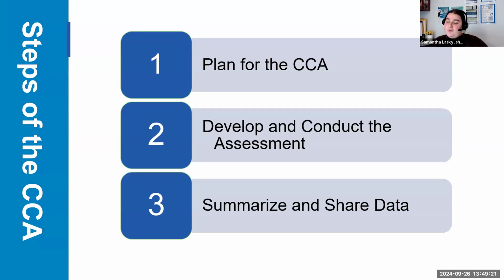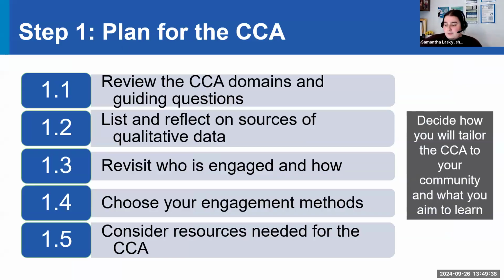Thank you. The steps for the community context assessment are a little bit shorter here. As you can see, the first is planning for the community context assessment. The second is develop and conduct the assessment, and then summarize that data. Next slide. To plan for these items, it's really about deciding how you will tailor the community context assessment to your community and what you aim to learn. So, reflecting back on those domains that we mentioned, reviewing the guiding questions that you developed at the beginning of the second phase of this planning process and the assessment phase, identifying what sources of qualitative data you want to engage in, and revisiting who's engaged and how, choosing those methods.